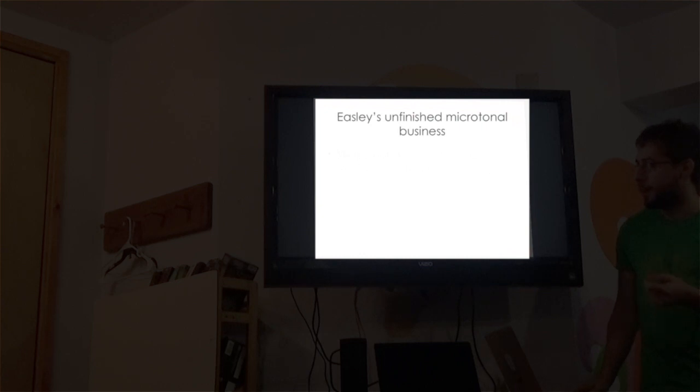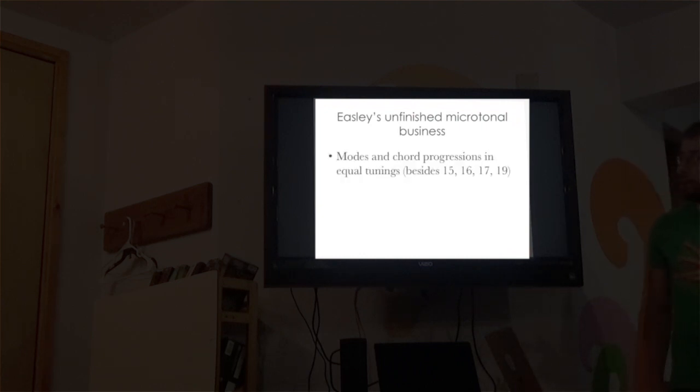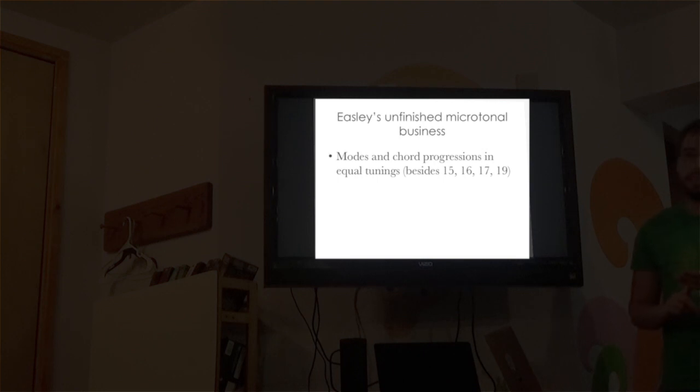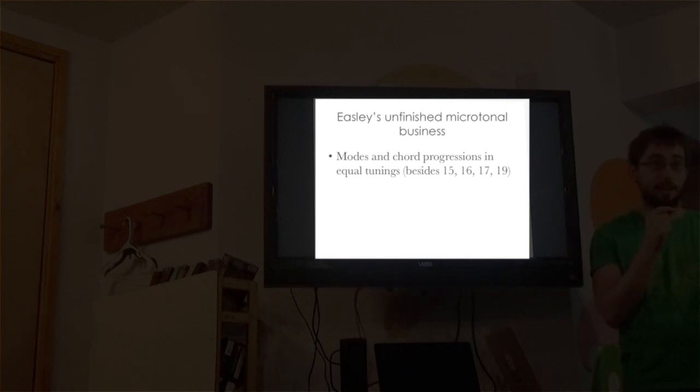So for one thing, Easley Blackwood has a document called Modes and Chord Progressions in Equal Tunings. I don't remember which journal it was in, but it's a series of writings he has on 15, 16, 17, and 19-tone equal temperament, all of which in his mind produce triads. Interestingly, 16... That's not the Perspectives of New Music, is it? Yes, I think it is the one, yeah. So he has written that document, and that's available.